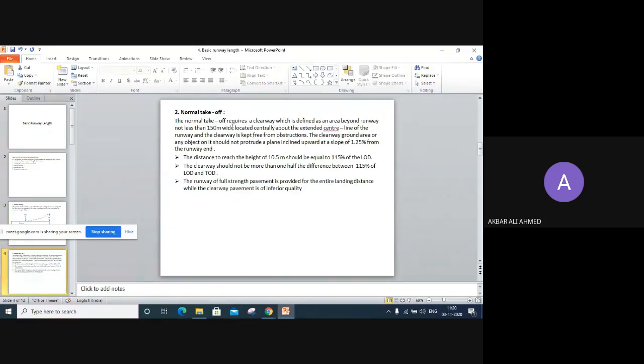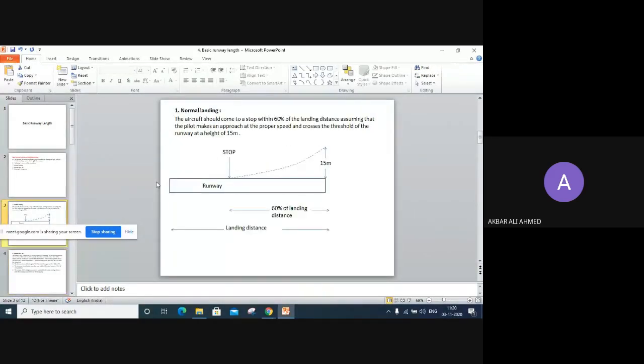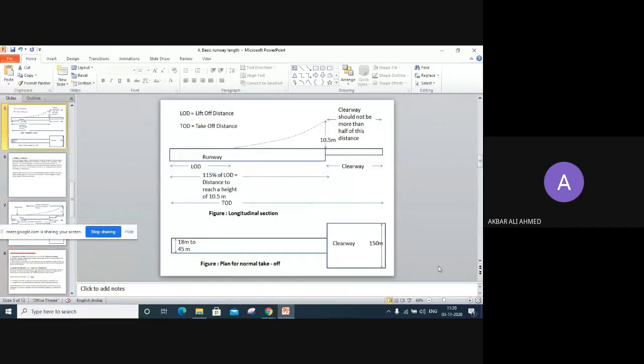Then the normal takeoff. So normal takeoff here requires a clear way. What is a clear way? It is an area beyond the runway, not less than 150 meter wide, located centrally about the center line of the runway, and the clear way is kept free from obstruction. Okay, you see this clear way. This is a clear way. The minimum width should be 150 meter, and the center of this clear way should coincide with the center of the length of the runway. And this clear way should be free from all the obstructions.